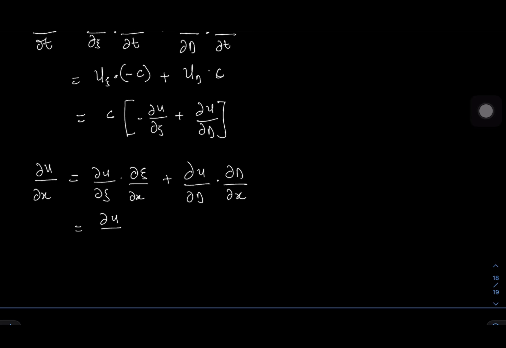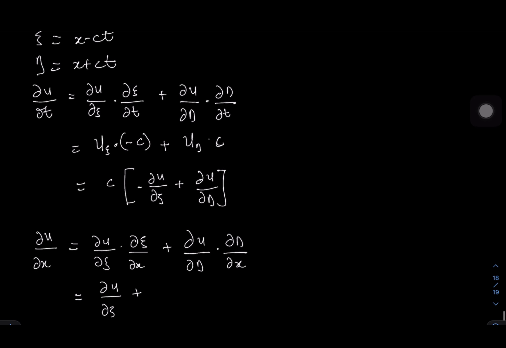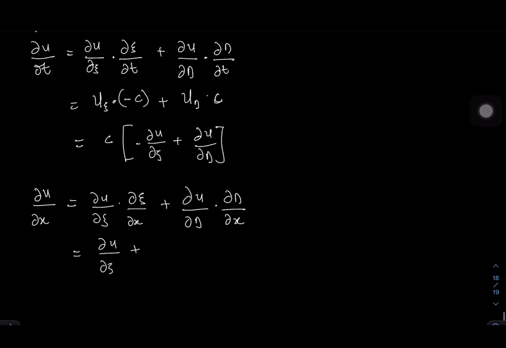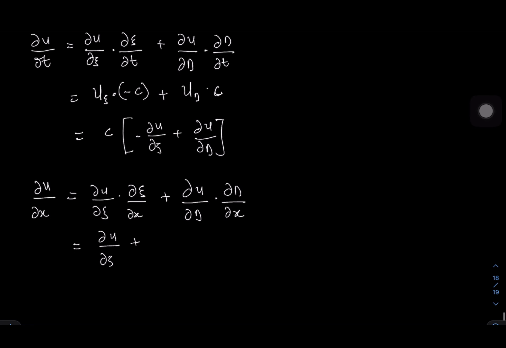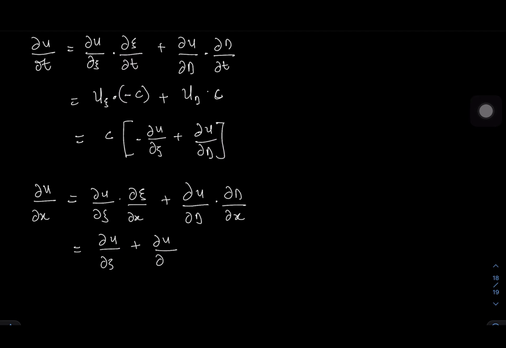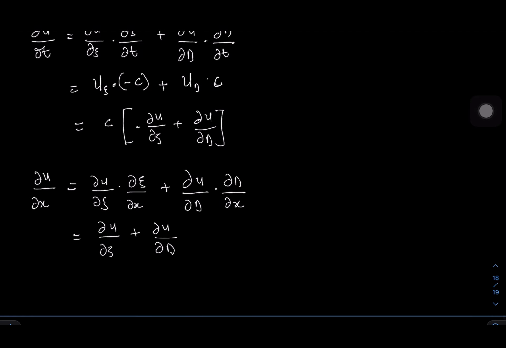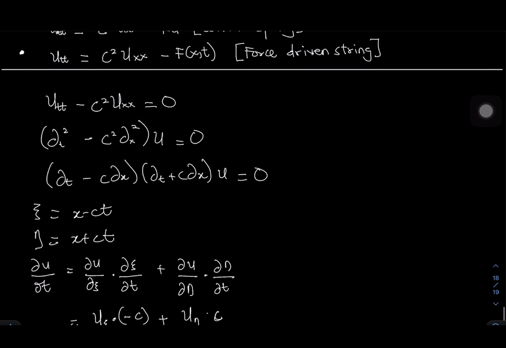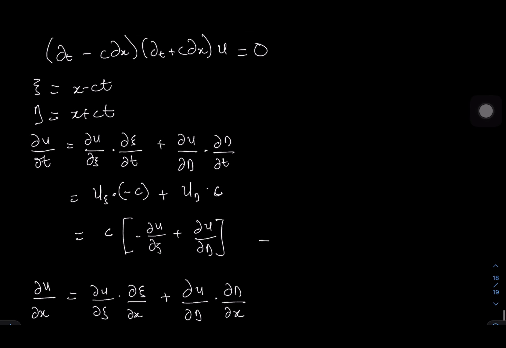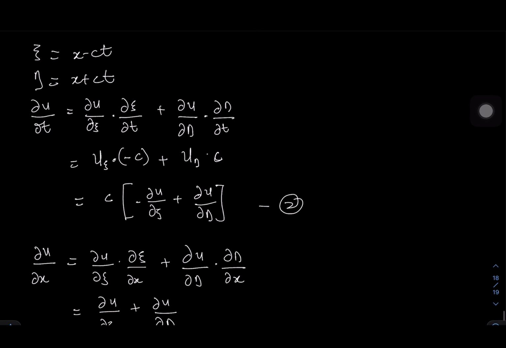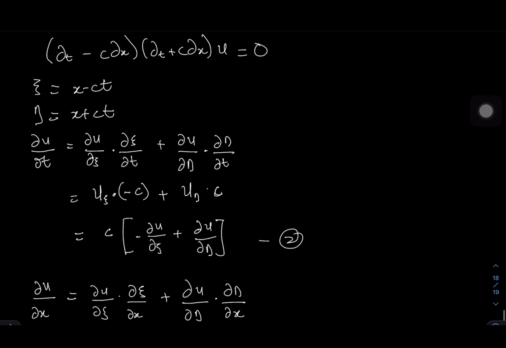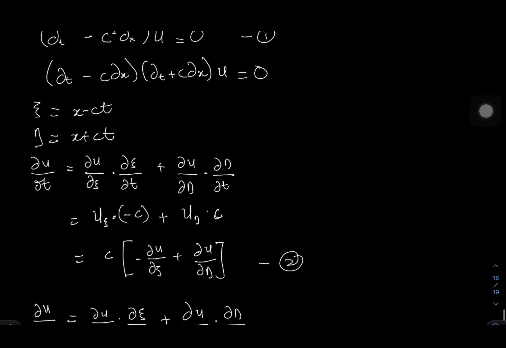So I'm going to have del u del c plus del u del eta, and then del eta del x is also going to be 1 from this equation, right? So that's going to be del u del eta. Simple as that. Okay. So let me call this equation 1, equation 2, then equation 3. Okay. So you're going to substitute equations 2 and 3 into equation 1.